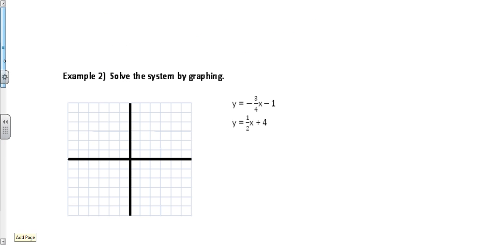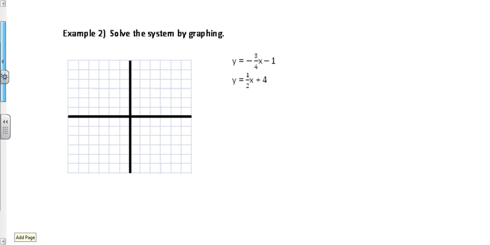Let's solve by graphing. Now keep in mind, solving a system of equations by graphing is an approximation, and we need to know that because when we get to other forms of solving, that will change. So let's take a look at this one first.